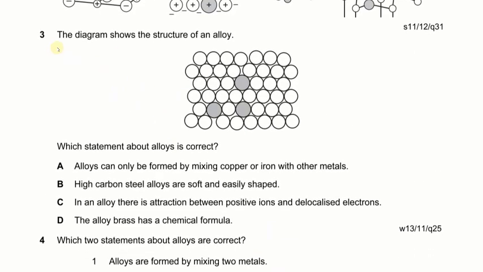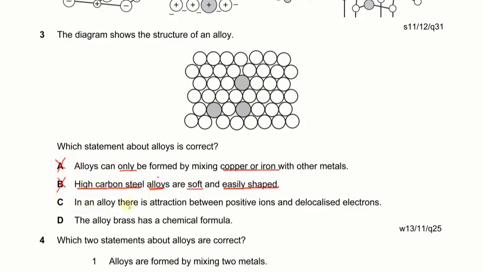Let's see the next one. The diagram shows the structure of an alloy. Which statement about alloys is correct? Alloys can only be formed by mixing copper and iron. No, we can make alloys from many different metals. High carbon steel is an alloy, okay? And they are soft and easily shaped. Alloys are not soft and easily shaped. Alloys are strong materials. So it's not the correct statement.